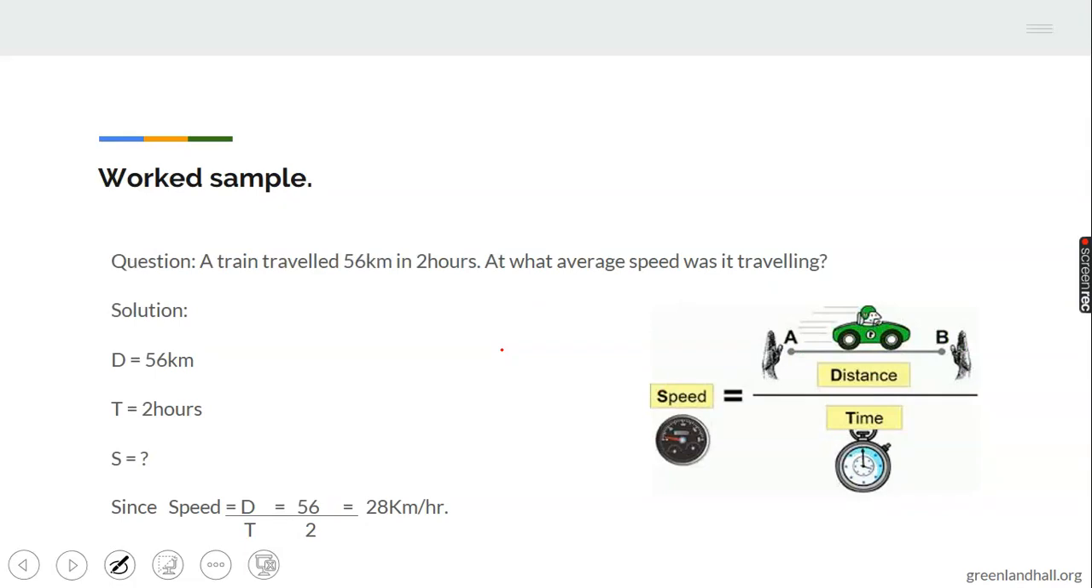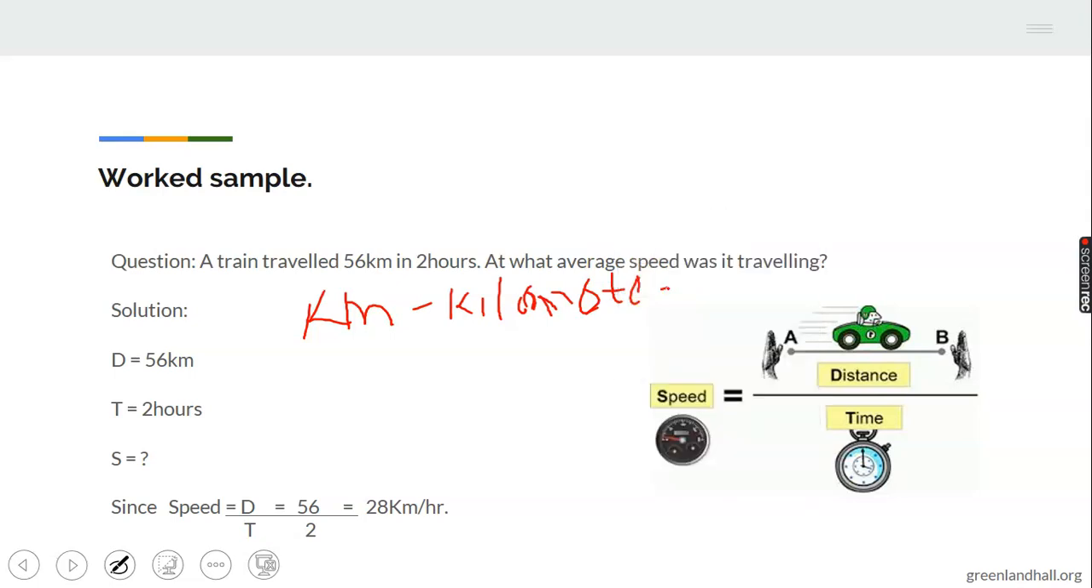We want to look at an example that has been worked already. A train traveled 56 kilometers in 2 hours. Don't forget, km stands for what? Kilometers. When you come to speed, you always see your questions in meters and kilometers.